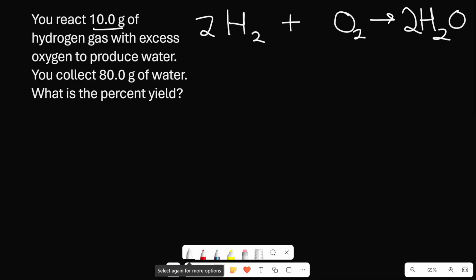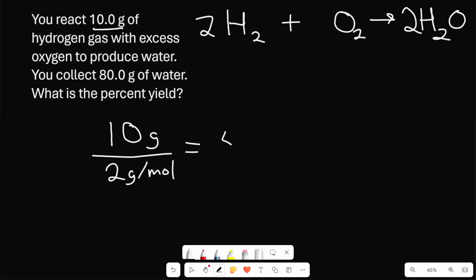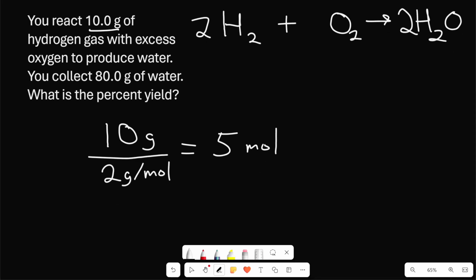So the first thing you would have to do is determine how many moles that is. Let's say 10 grams of hydrogen gas. And remember, hydrogen gas is H2. So therefore, we have to divide that by the molar mass of H2, where each hydrogen is 1. Therefore, the molar mass of H2 is 2 grams per mole. And so this gives us 5 moles of H2. So if we do a little bit of stoichiometry, we know that the mole ratio between H2 and water is 1 to 1, or 2 to 2, but consider that 1 to 1 simplified.